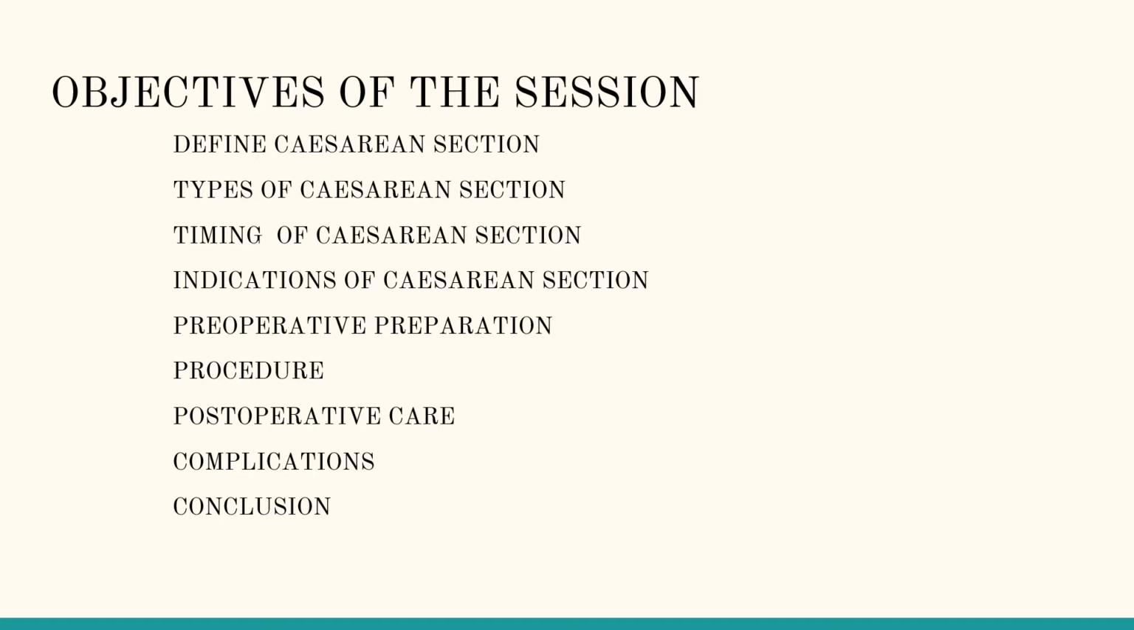So what are the objectives of the session today? We are going to define what is C-section, what are the different types of cesarean section, what are the different types of C-section according to the timing it is done, that is elective or emergency C-section, what are the indications of cesarean section, what is the pre-op preparation, procedure, post-op care, and the complications.